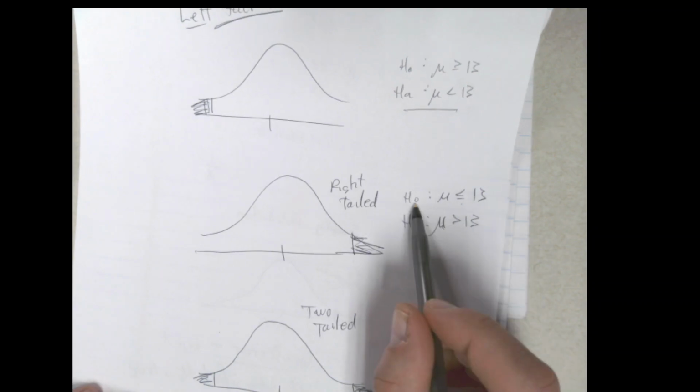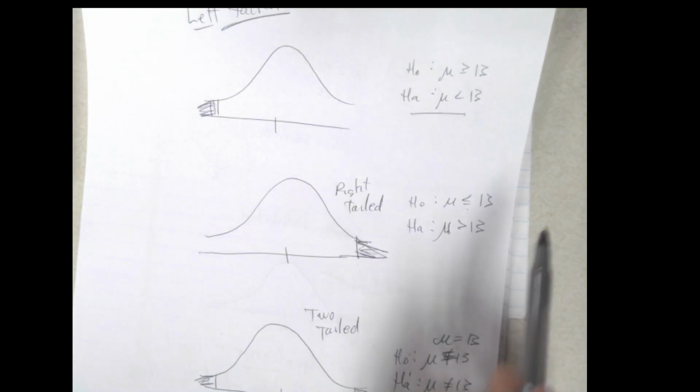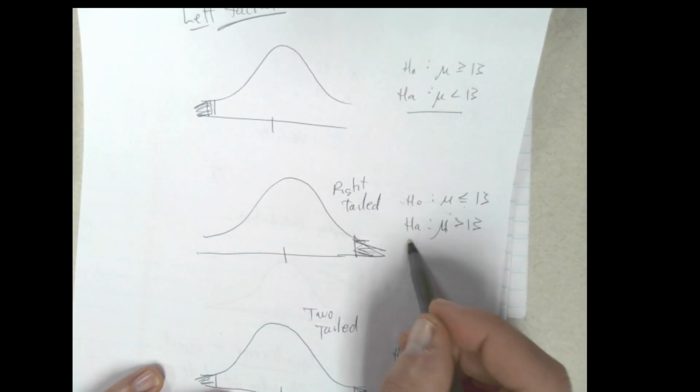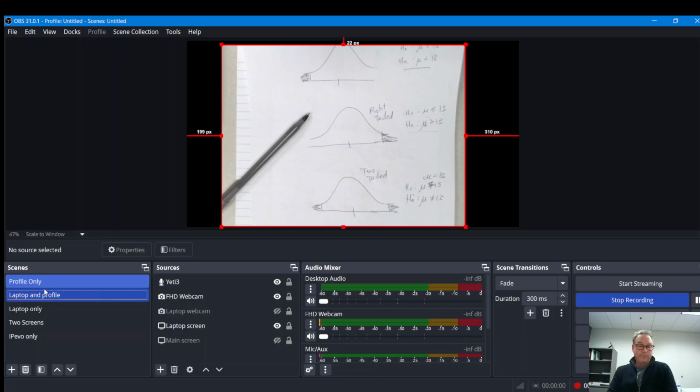Notice here that the equality is always going to be with your null hypothesis. There are the equalities in each of these. The idea is you want to get a test statistic that will land in one of these regions, and then you will reject the H0 in favor of your alternative. That's the hypothesis test. Anyway, I hope that makes sense.